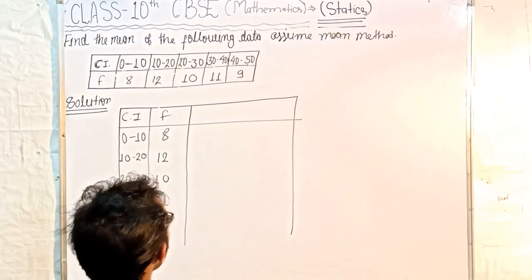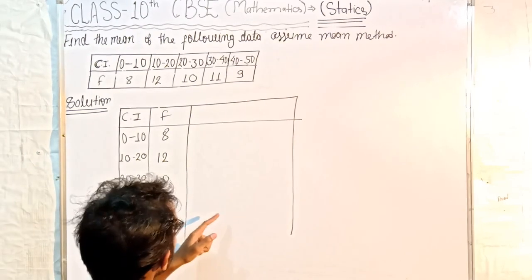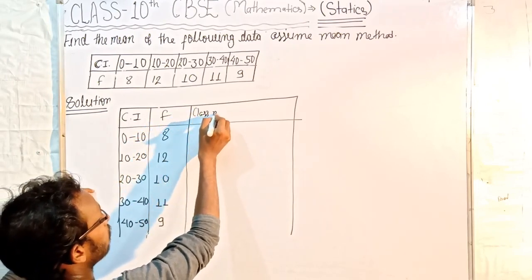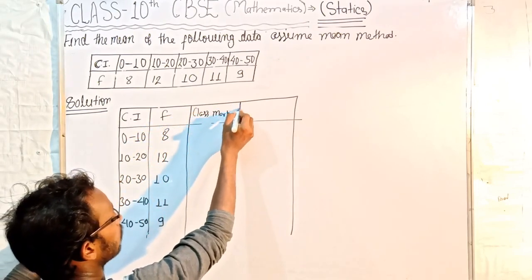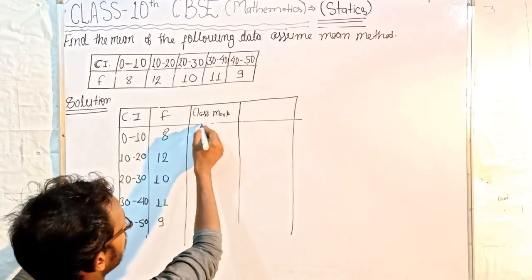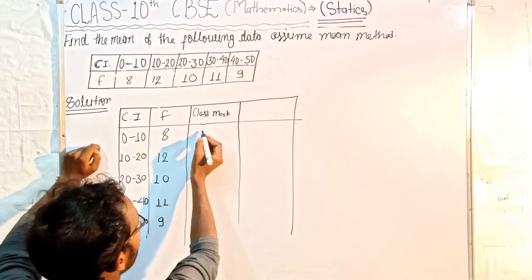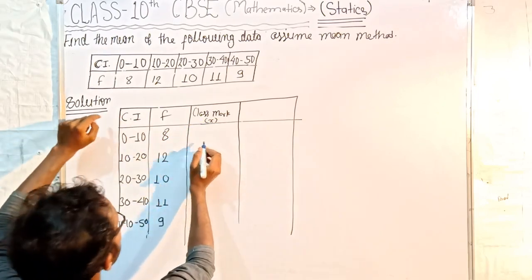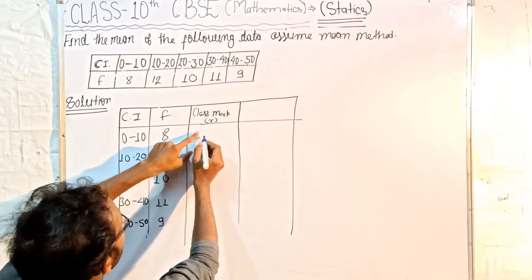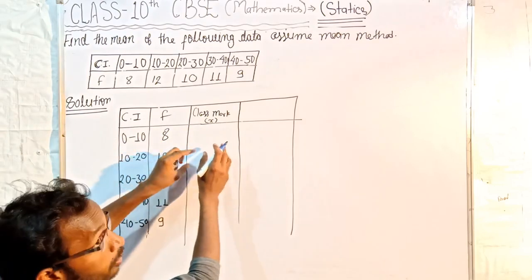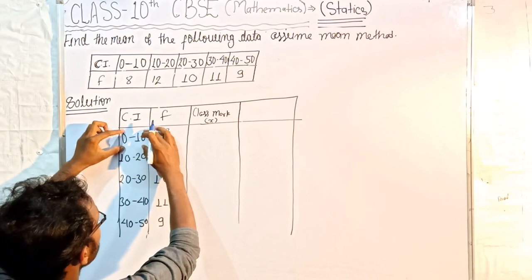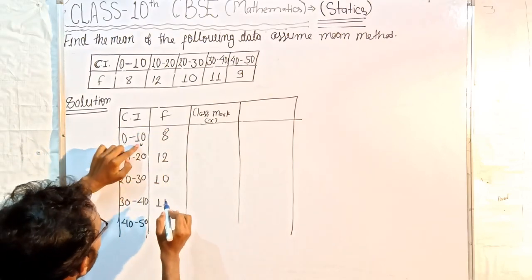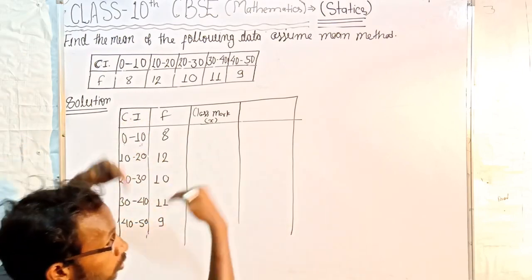Now our next step is to find the class mark. You have done this in the previous question, if you remember. Class mark is denoted by x. Now we will write the class mark. How do we find the class mark? After adding the lower limit and the upper limit of the class, we will have to halve it.